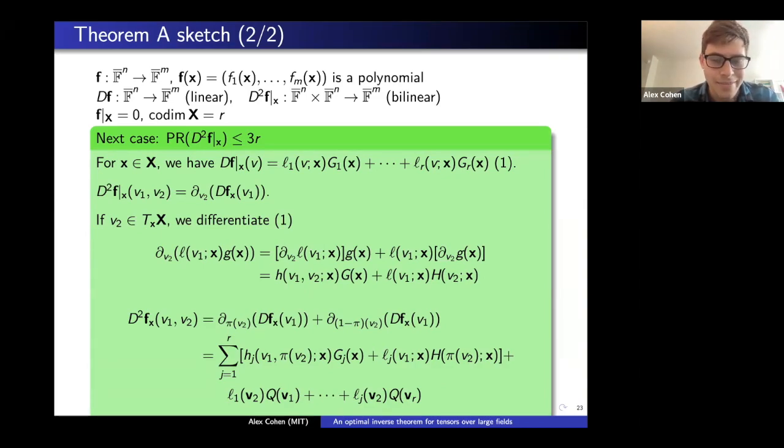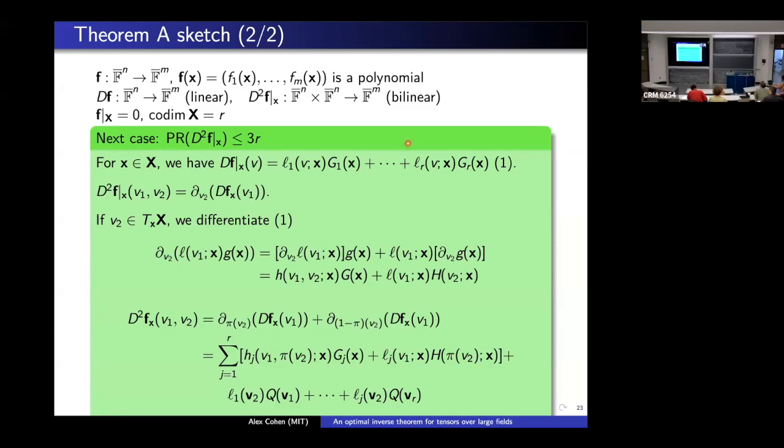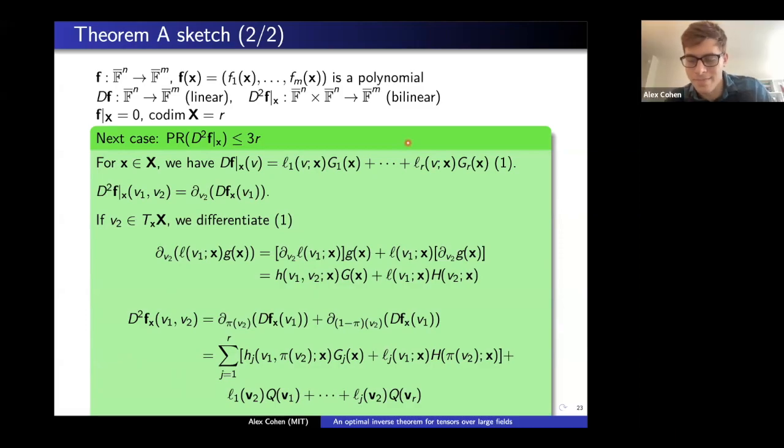And yeah, please tell me if there are any questions. This is the end of the proof of the theorem, right? So yeah, I'm done. Let's applaud.